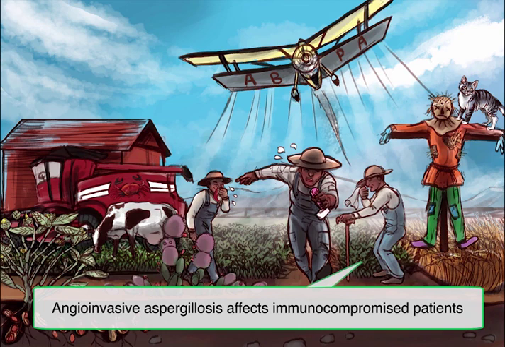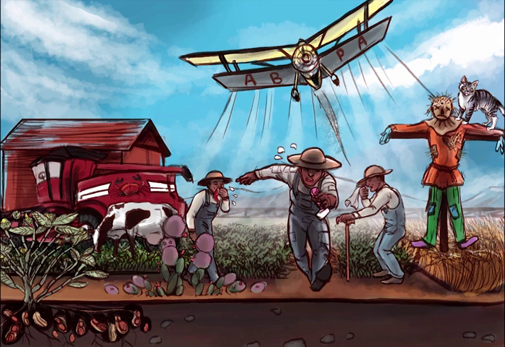As its name implies, angioinvasive aspergillosis invades blood vessels and disseminates very quickly throughout the body. And you can actually see this on light microscopy. The acute angled septate hyphae would be visualized invading the vessels and the surrounding tissues.